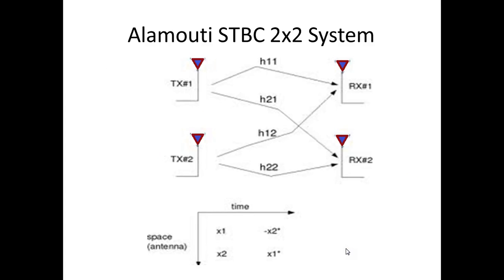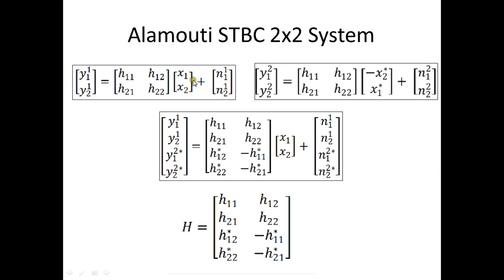Now moving on to Alamouti STBC 2x2 system. Herein the Alamouti scheme has been applied to a two transmitter and two receiver system. In transmit instant 1, y11 and y21 are received at receiver 1 and receiver 2 respectively. This H matrix gives the channel matrix in time instant 1. X1 and X2 are the transmitted symbols from transmitter 1 and 2 respectively, and N11 and N21 are the noise powers at receiver 1 and receiver 2 respectively in time instant 1.